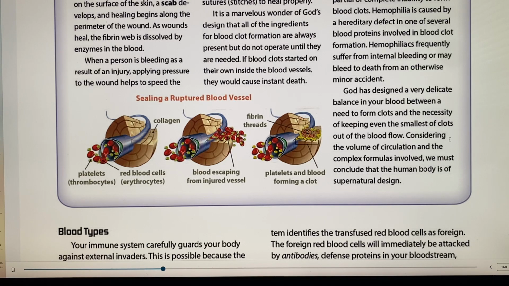So we're in chapter 10 of your biology book, and we're at the end of section 1. There are two things I wanted to go through. First of all, I wanted to go over the sealing of a ruptured blood vessel. I started at the end of the last video to explain it, but I don't know if I explained it very well, so let me try to explain it again.